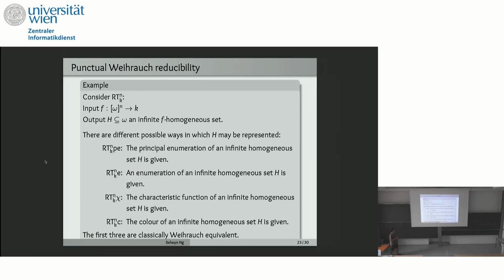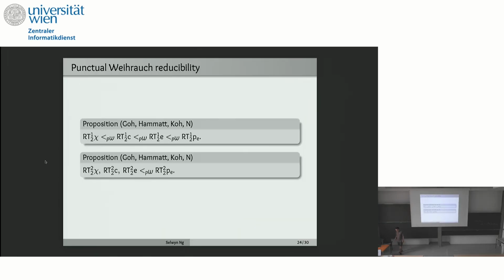You could, for example, say that the principal enumeration of the solution is presented. You could require, as the output of the problem, that it just give you any enumeration of an infinite homogeneous set, for example, not necessarily the principal one, but any enumeration, or the characteristic function, or just the color. It's all kinds of different things. And unexpectedly, it turns out that they're all different.